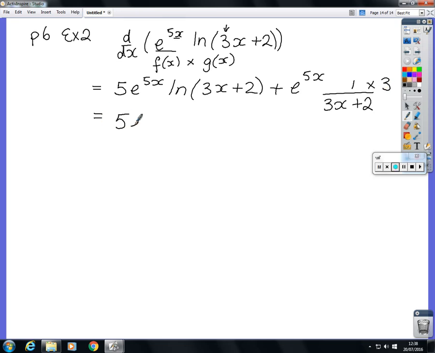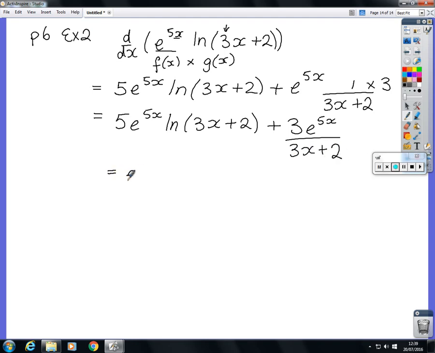Tidying up, 5e to the 5x log 3x plus 2 plus 3e to the 5x divided by 3x plus 2. We can collect e to the 5x as a common factor. 5 log 3x plus 2 plus 3 over 3x plus 2. Close the bracket.